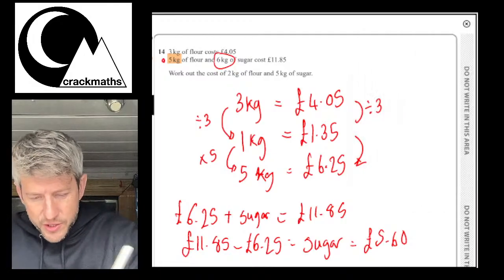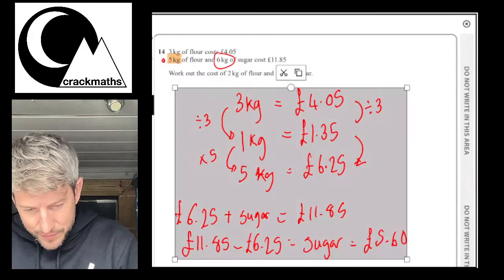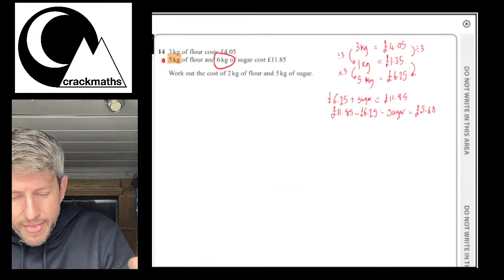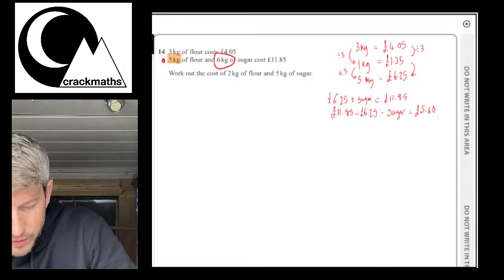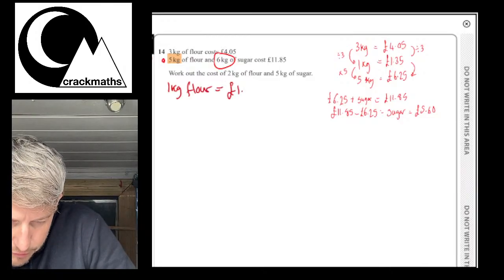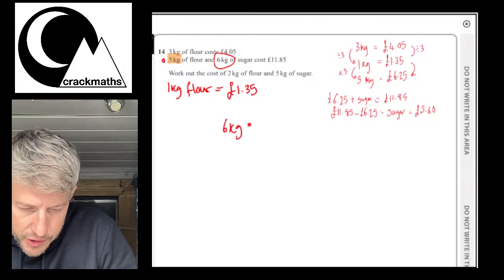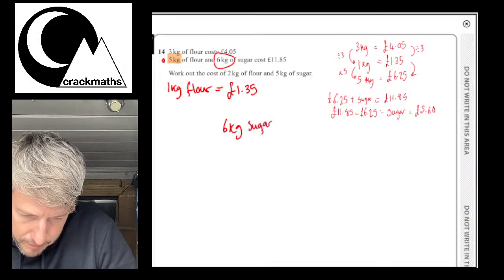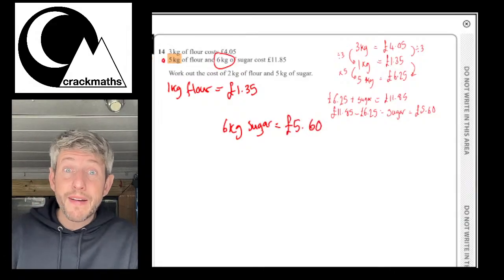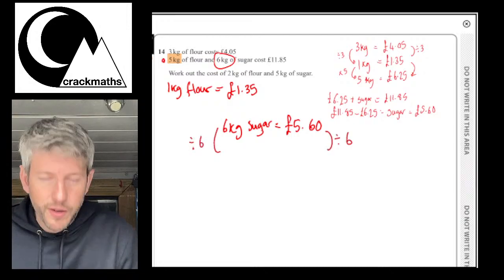Let me just move some of this information away. I'm going to shrink this and put this up here. So we know that 1 kg of flour equals 135, and we now know that 6 kg of sugar equals £5.10. So what we need to do is find out how much 1 kg of sugar is. If I divide this by 6 and this by 6, I'll get to 1 kg.